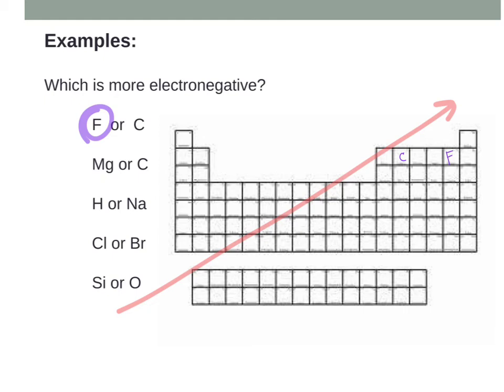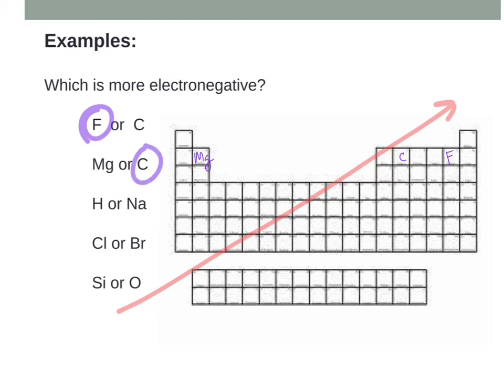Okay, hopefully you took a moment to try that out and find them on the periodic table. Usually for questions like this, the hardest thing is finding them, and then it's easy enough to tell which one's more electronegative. So if I look at magnesium versus carbon, here I have my friend magnesium. They're in the same row, so I just need to find which one's more to the right, which in this case is carbon. So carbon's more electronegative than magnesium.